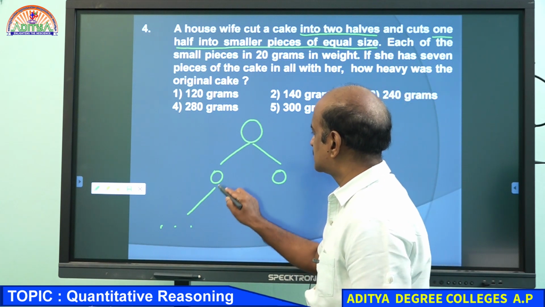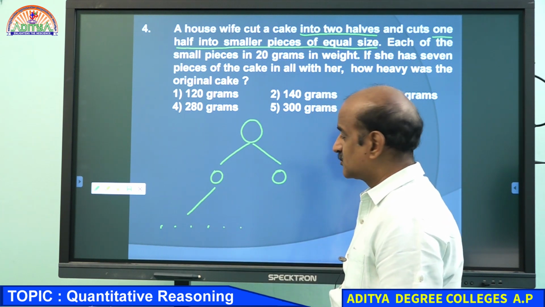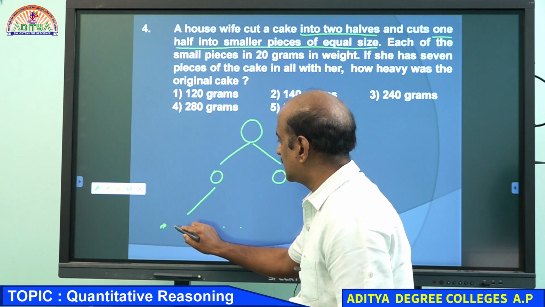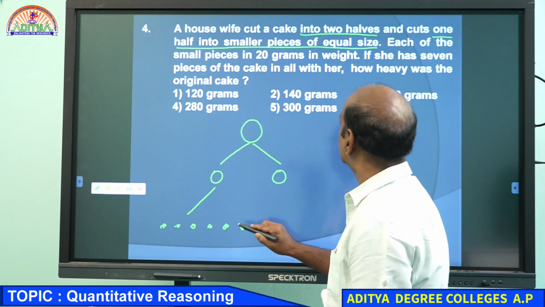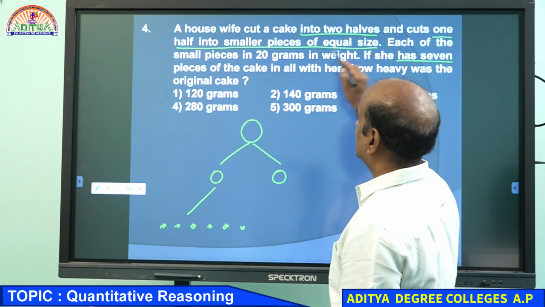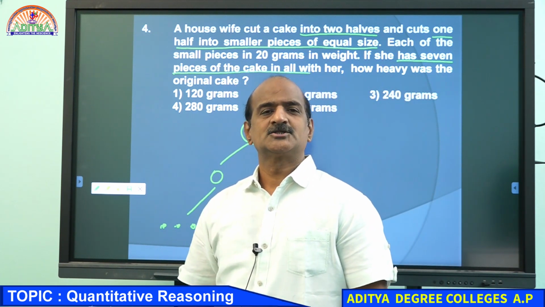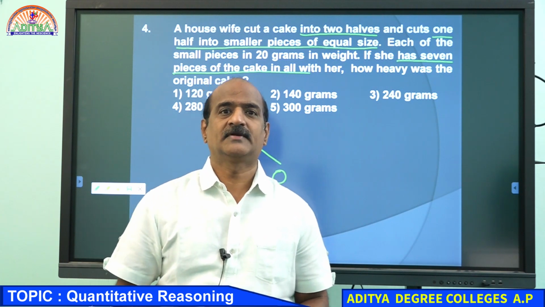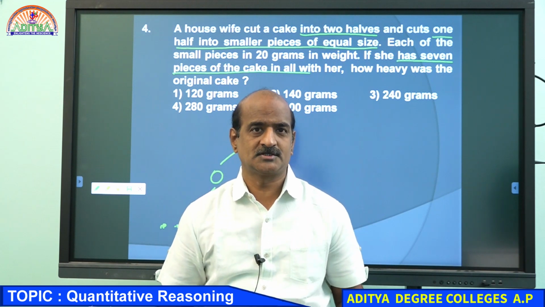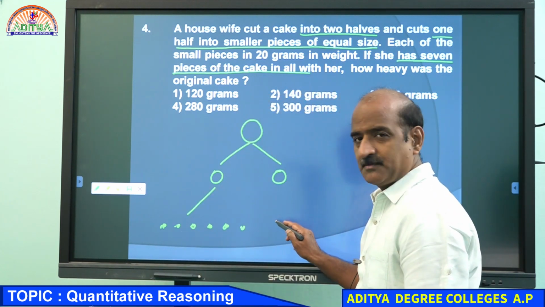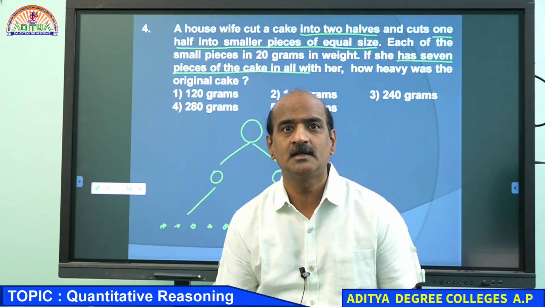Tell me, student. So this half she is cutting into 6 parts. How can you say we have 6 parts? There is a very valid reason for saying this. If she has 7 pieces of the cake in all, there is only one way to reach this conclusion: one half is kept as it is, and the other half she is cutting into 6 pieces. There is no other way.